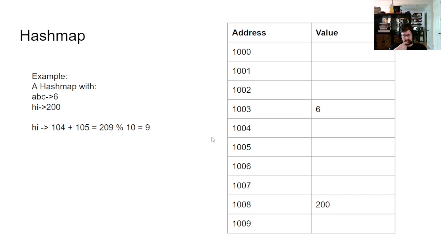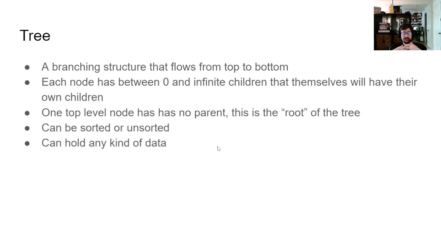All right. So let's talk about trees. Trees are a very weird data structure. Trees are also a very popular data structure because they're very efficient if they're set up properly. Trees are a branching structure that flows from top to bottom. Like the top is the root, and then you've got a tree structure. So it's kind of, if you flipped it the other way around, it would look like a flowering tree with its branches.